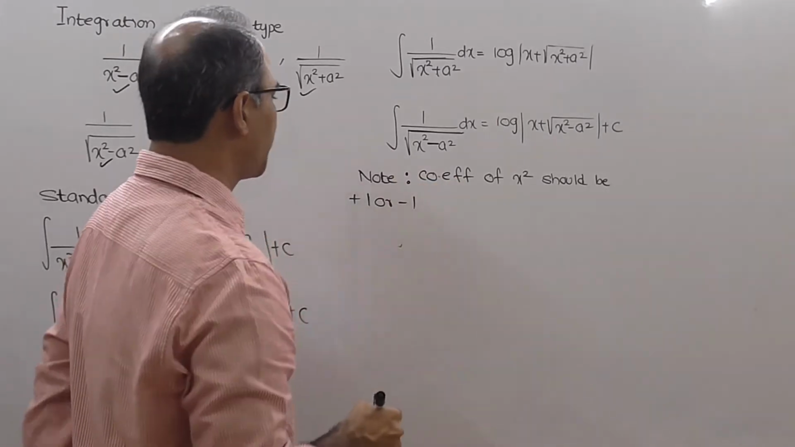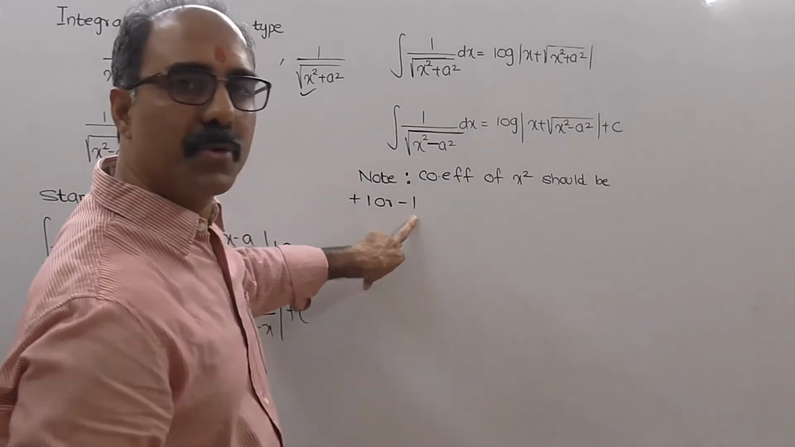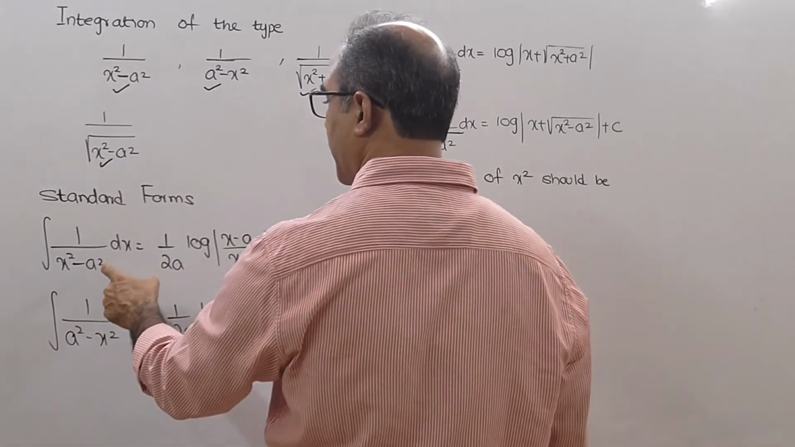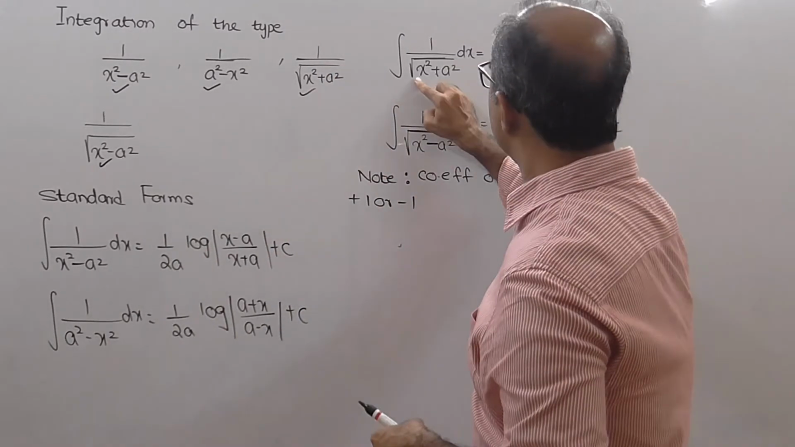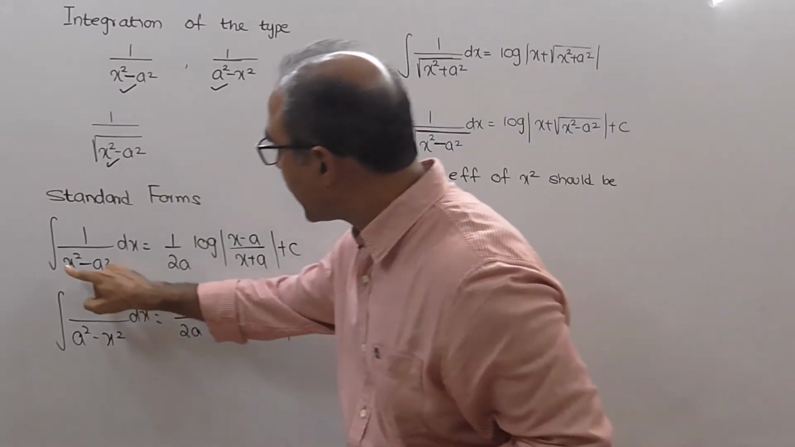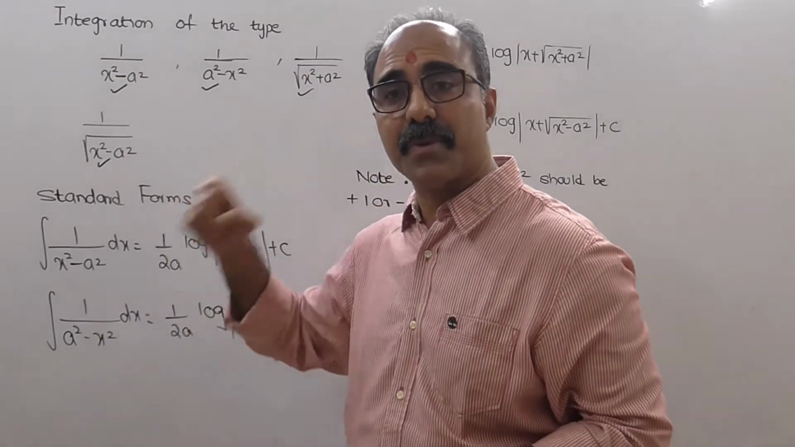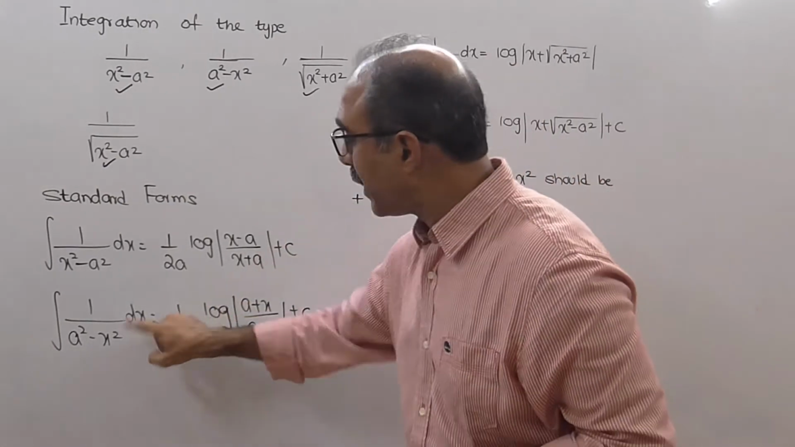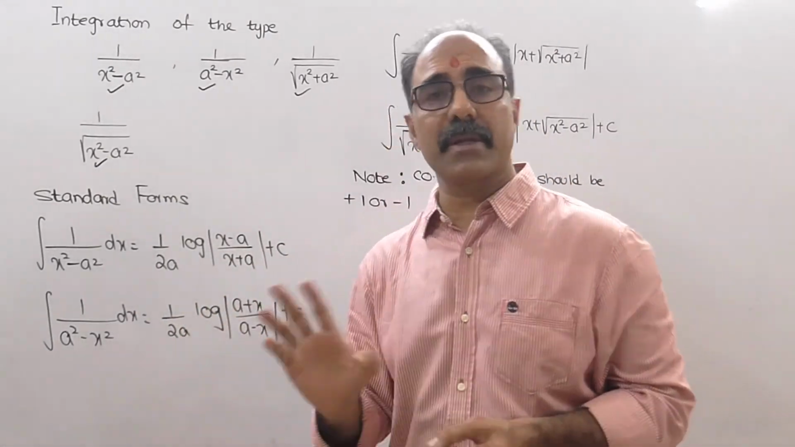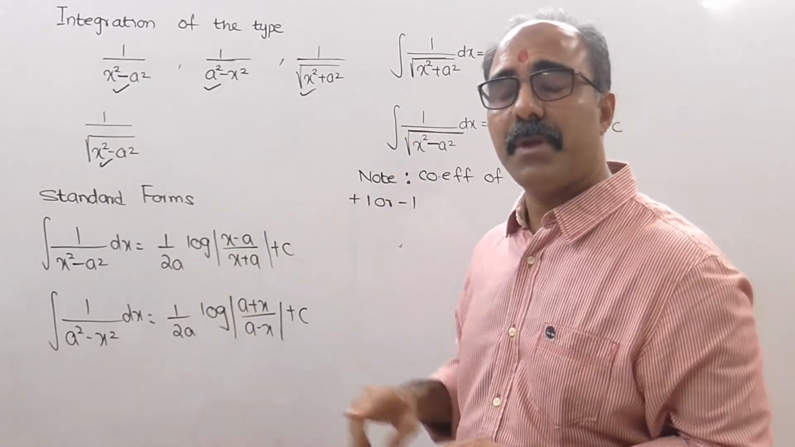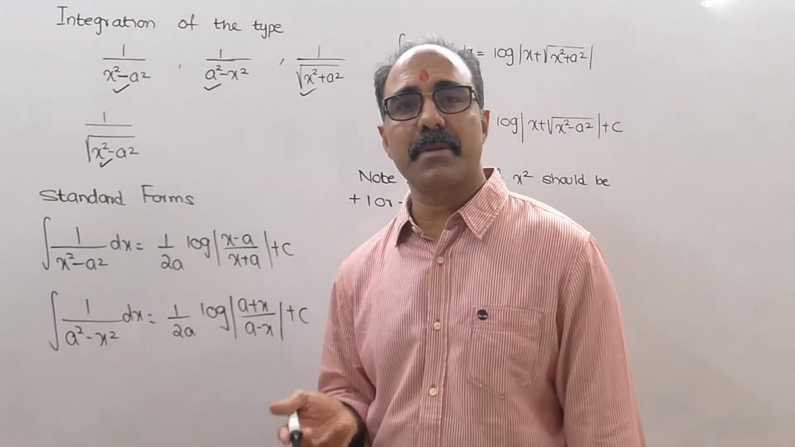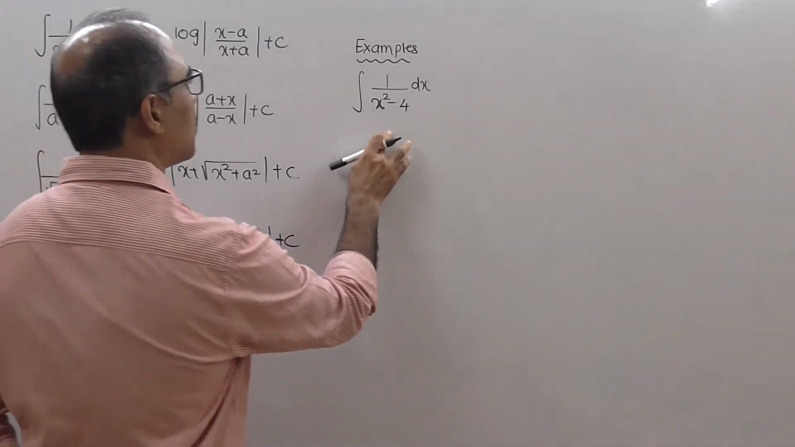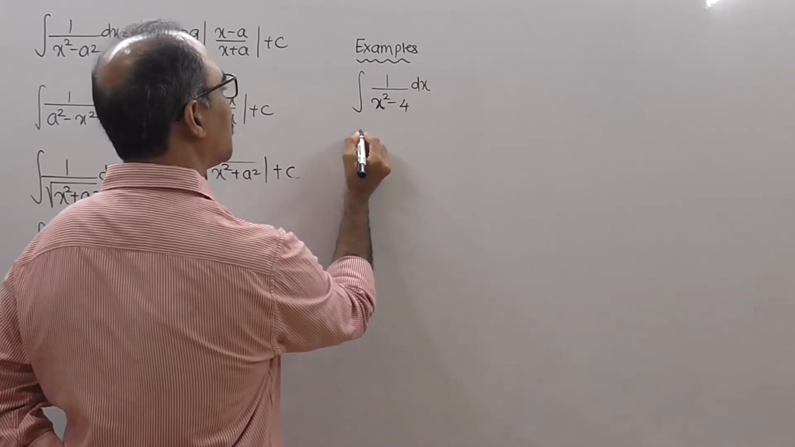The coefficient of x square should be either plus 1 or minus 1. So when you are doing these sums based on the formulas 1, 2, 3, 4, see, here x square is 1x square, here also 1x square, and here x square is minus 1. So this formula can be used only if it is 1x square or minus x square. If it is 2x square or minus 3x square, you are not eligible to use these formulas. You can use it, but you will have to make some slight alterations, some changes in the question, and then you can do it. Let's take an example, integration 1 upon x square minus 4 dx.